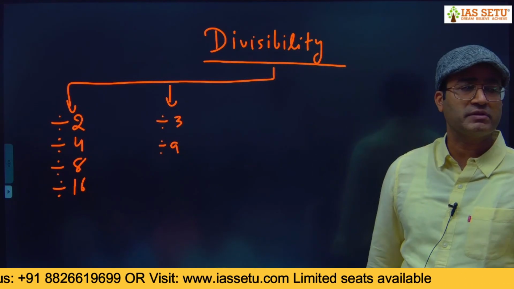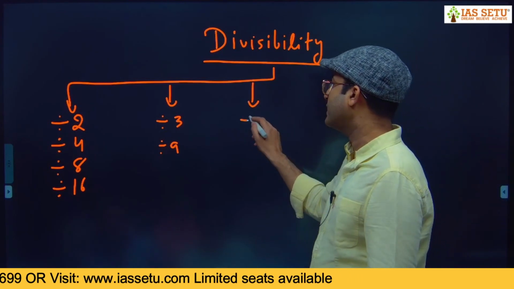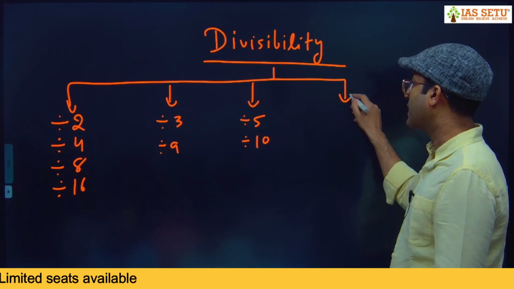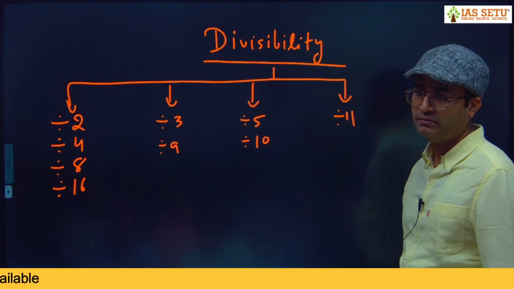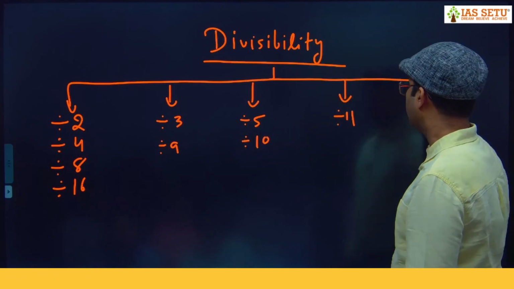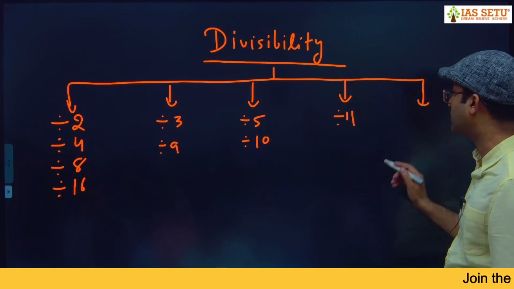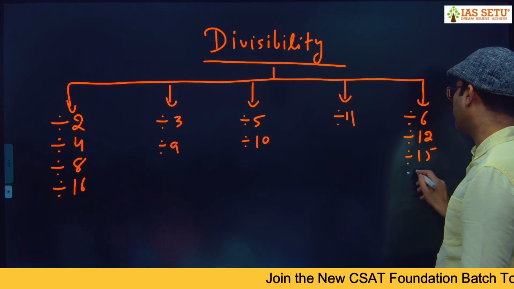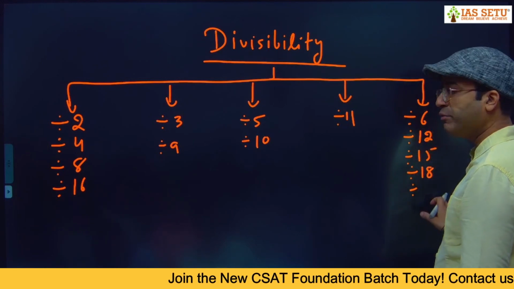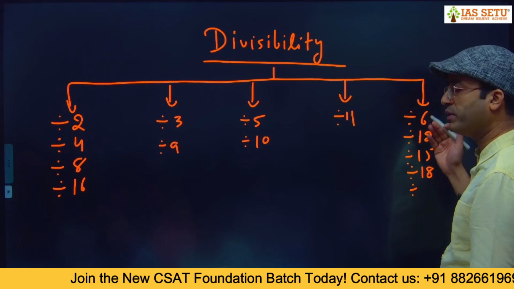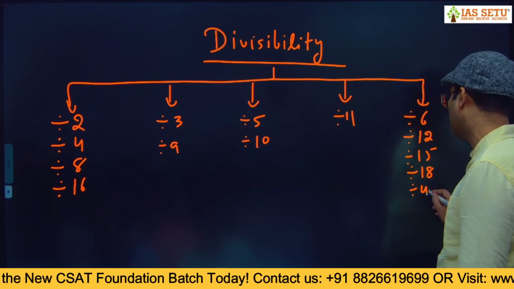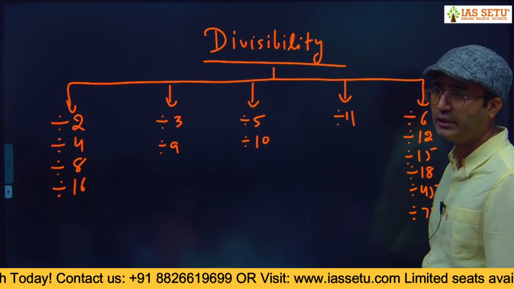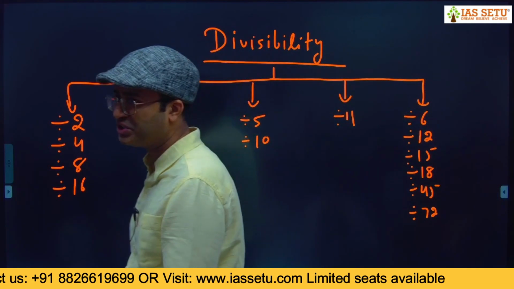Then in the second category I teach divisibility of 3 and 9 because we have the same concept for divisibility of 3 as well as divisibility of 9. Next I take divisibility of 5 and divisibility of 10. Next I teach you divisibility of 11, which is totally different from these. Then the most important part of my lecture is divisibility of 6, divisibility of 12, divisibility of 15, 18. I'm not giving you a full list, but you can try bigger numbers 45, 72, other numbers also. Matlab it is not a full list. It is just a few examples I'm telling you. आप 72 की divisibility भी check कर सकते हो.